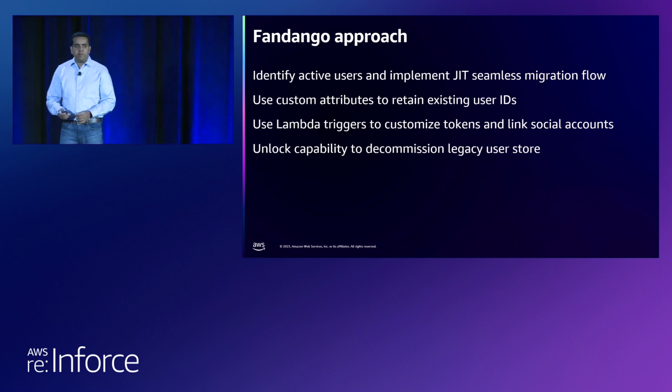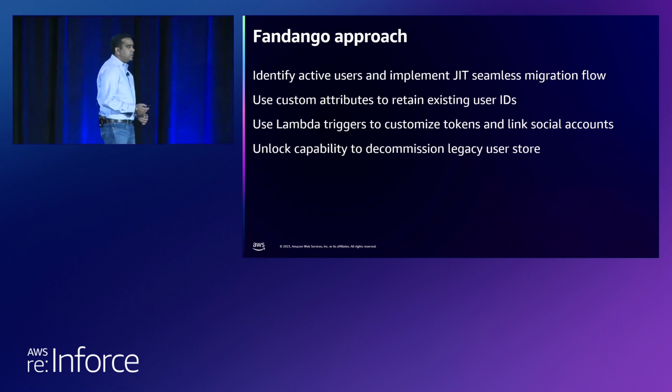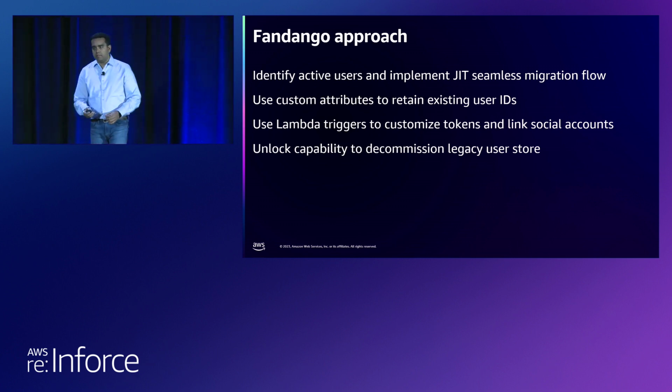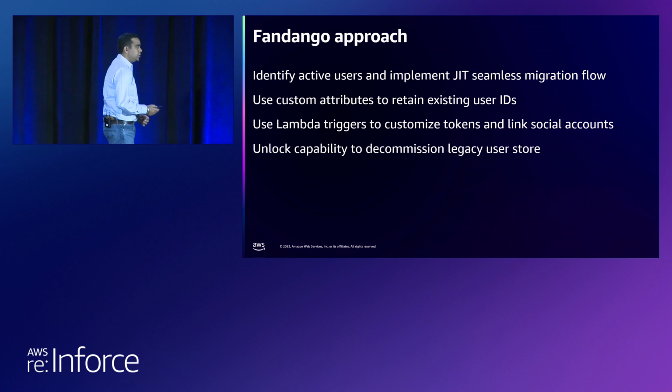So as the very first step, we identified our active users. Now for us, an active user is someone who has transacted within the past 2 years, but for your business, it may be a totally different definition. And the reason we did that was to identify, do our users fit in the Cognito user pool limits or not before we start this journey.